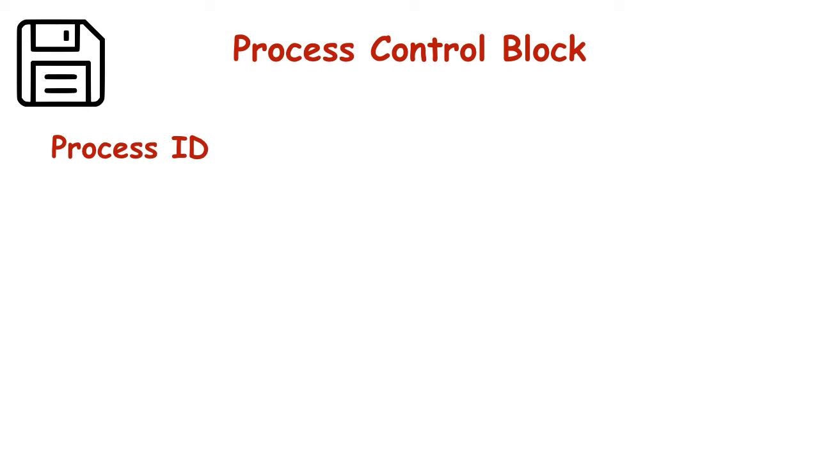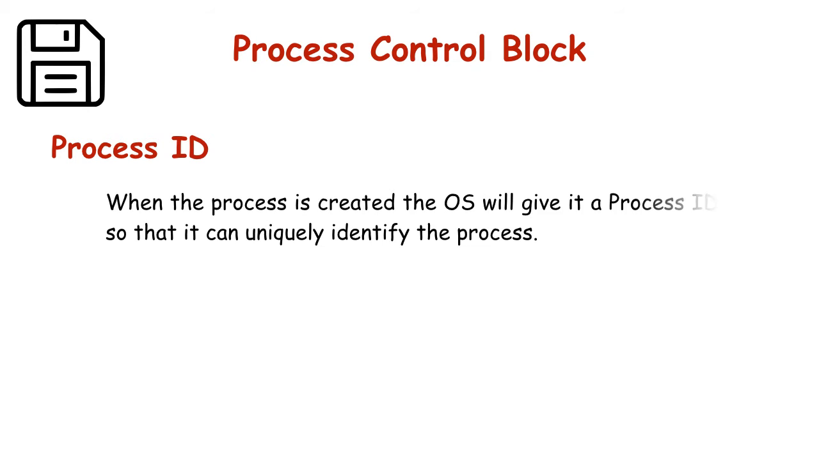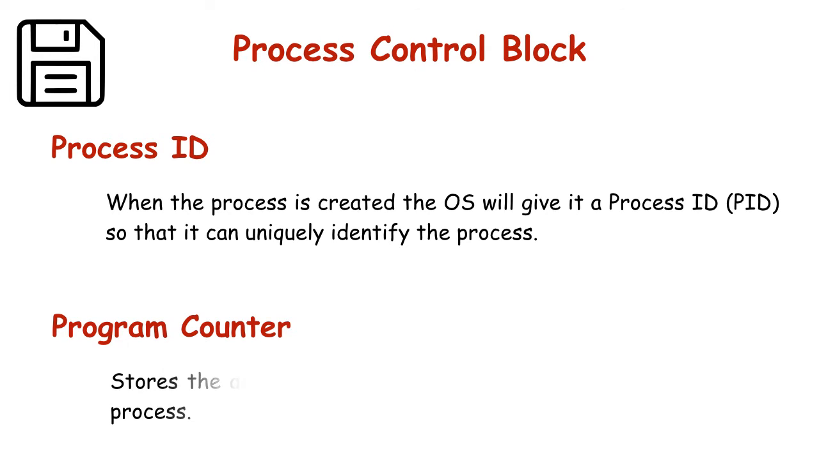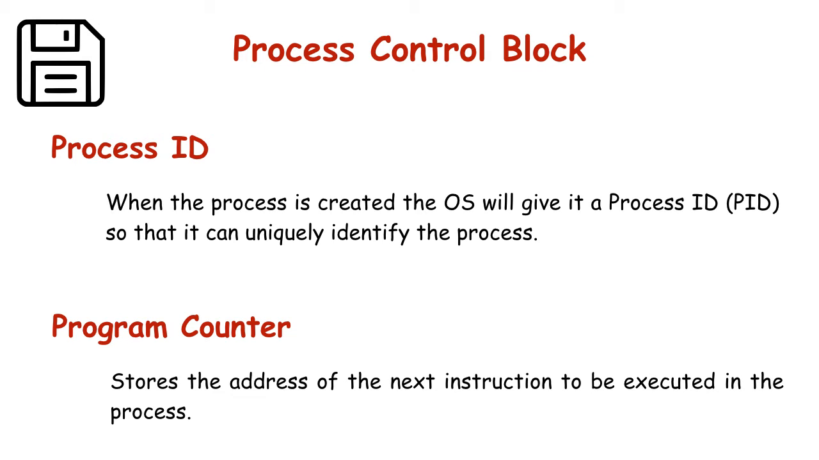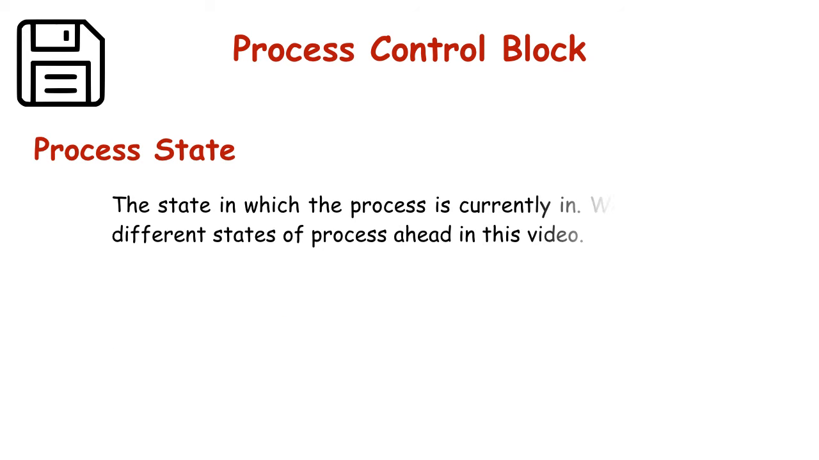Let's discuss a few of its terms. Process ID. When a process is created, the OS will give it a process ID, the PID, so that it can uniquely identify the process. Program counter. This stores the address of the next instruction that is to be executed in the process while it is executing. Process state. This has the state in which the process currently is. We'll discuss the different states like the new, running, waiting states in the video ahead.